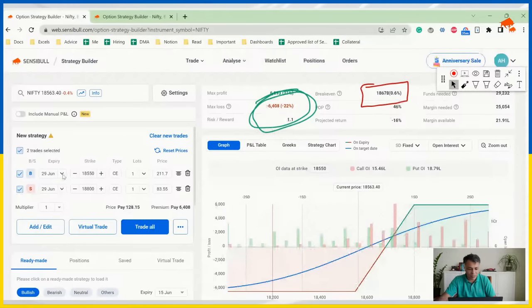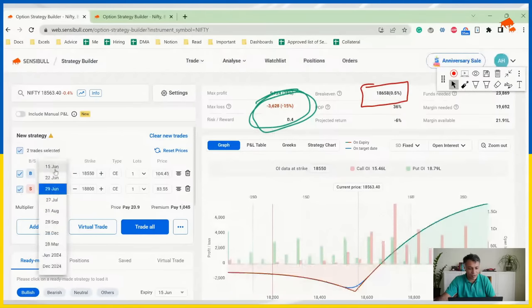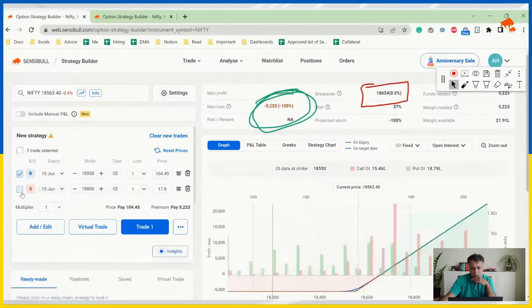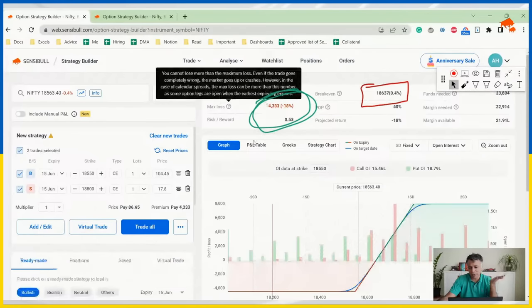But I'll also tell you something very important. If you are going to do the same thing on a 15th June spread, right? At some point, realistically, you have to start asking the question, should I even sell the second leg? So let's say you're taking the same trade for 15th June. If you do the naked call, it is 5,000. If you do the spread, it is 4,500. So it's like a 10% difference.